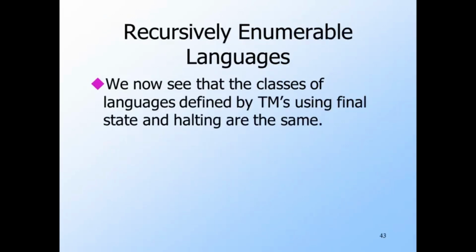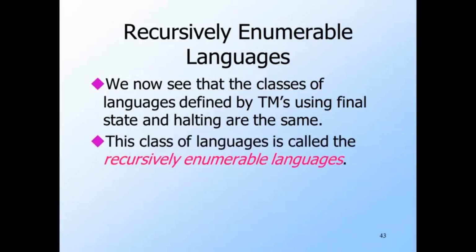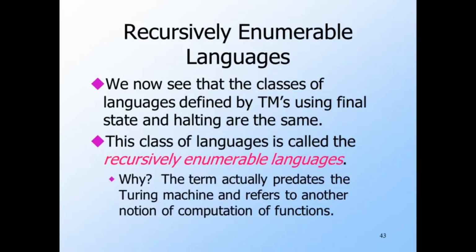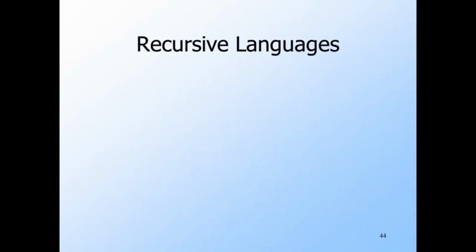We now have a proof that the class of languages accepted by Turing machines using final state is the same as the class of languages accepted by Turing machines using halting. The name for this class of languages is the recursively enumerable languages. You might rightly wonder where this name came from. It actually predates Alan Turing's paper describing Turing machines, and it refers to an earlier notion of anything we can compute. I'm not going to say more about that. But there's another important class of languages related to Turing machines. These are called the recursive languages. These, we shall see, are a proper subset of the recursively enumerable languages.